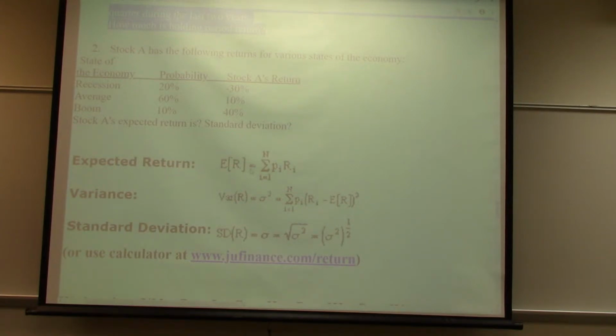Shouldn't the probability add up to 100%? Yeah, see. Oh yeah, you're right. I should change recession to 30%. I thought it's 100%. I worked it in my mind, but no. Let's change this recession to 30%.